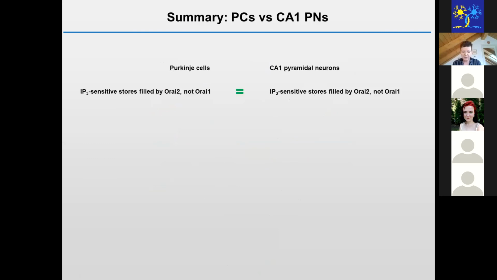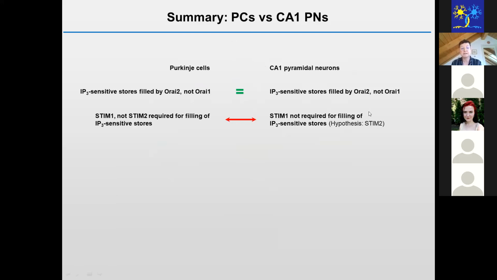And I would like to end my presentation with a comparison of calcium homeostasis regulation mechanisms in Purkinje cells and CA1 pyramidal neurons. What they have in common is that IP3 sensitive stores are filled by Orai2 and not by Orai1. But when it comes to the STIM proteins, there is the first big difference. In Purkinje cells, STIM1 is the major player that activates Orai2 channels, whereas in CA1 pyramidal neurons, STIM1 is not required for the filling of IP3 sensitive stores. We hypothesize that it's possible that it is STIM2 that's doing the job here.